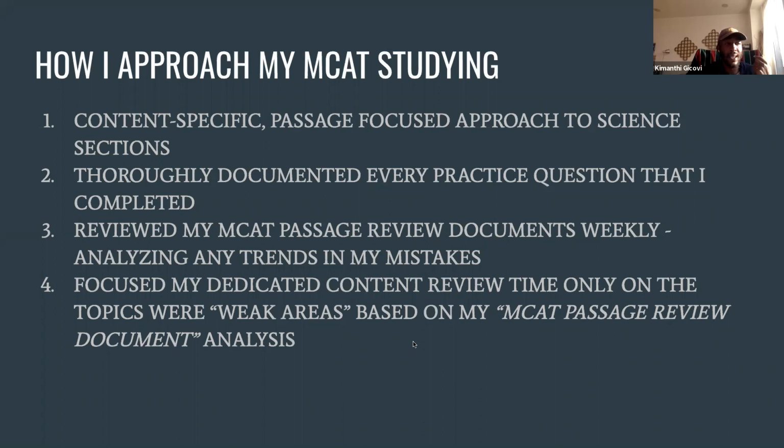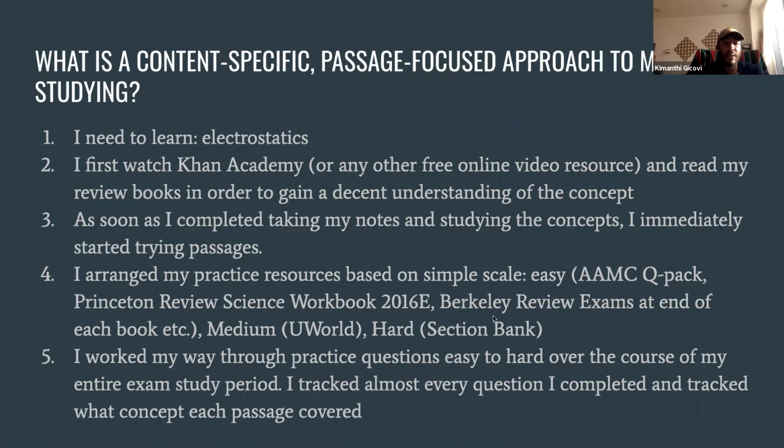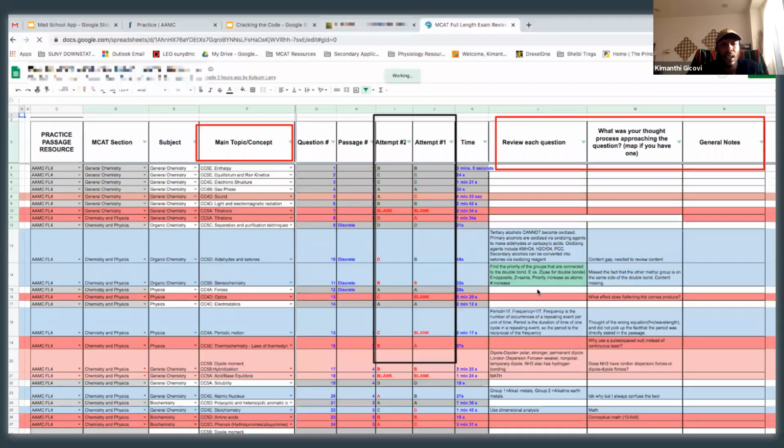Excuse me. And then the last thing is related to that. I had a dedicated time where I focused on analyzing my mistakes. I've included a brief outline of how I did this for electrostatics that you can use on your own. This is a picture of how I documented the stuff.